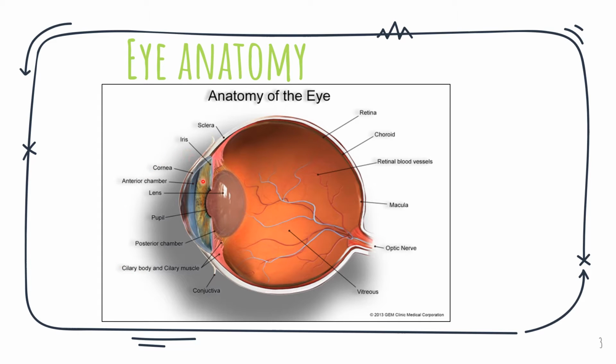Next, we have the cornea. The cornea is the clear front window of the eye which transmits and focuses light into the eye. It controls sharpness or clarity of an object.